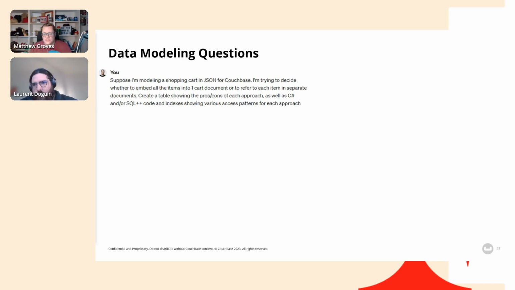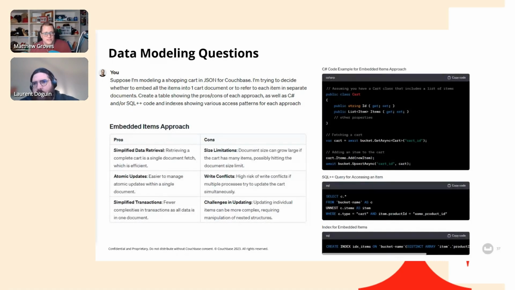So this is just ChatGPT, a very general purpose LLM. And it's giving me the pros and cons, which are very similar to what I've been talking about this whole presentation, and it also gives me some code samples. So I can look at those code samples, these are in C# and SQL++, to see, well, is this going to make sense in my code base to take this approach of, in this case, embedding those items, and what are the implications of that, and how often will I have to do a query like that? So size limitations.